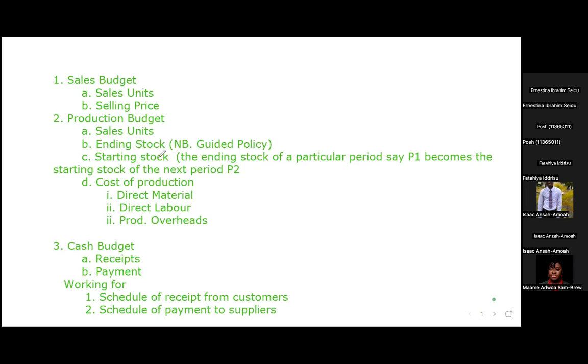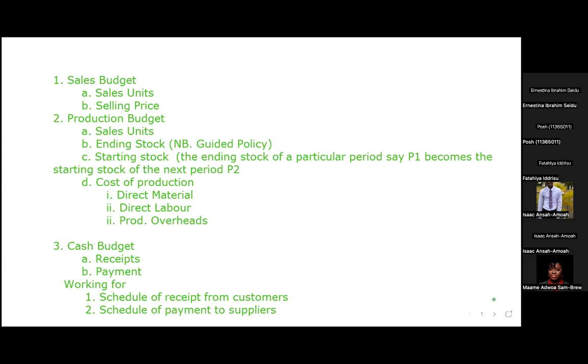Very easy, but still a bit disturbing. If you are not paying attention to me, you would get it confused. The sales unit, we are going to bring it down here. We have a policy to guide us on how to calculate the ending stock. After you've computed the ending stock, it becomes the starting stock. So the ending stock of April will become the starting stock of May. Ending stock of May becomes the starting stock of June, in that order. If you pay attention with me, it becomes a little easier.